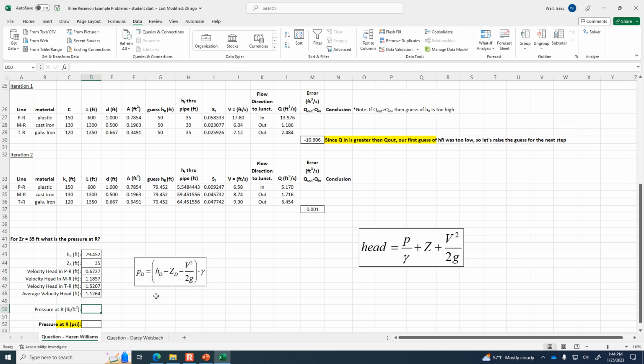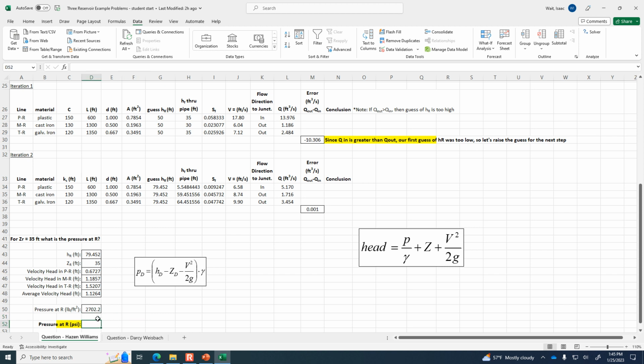Okay, so the pressure at R is the head at R. The head is all the total energy minus the elevation, minus the average velocity head, and then multiply that by the unit weight of water, 62.37 pounds of force per cubic feet. Need to put the star in to multiply. Okay. So 2702 pounds per cubic foot.